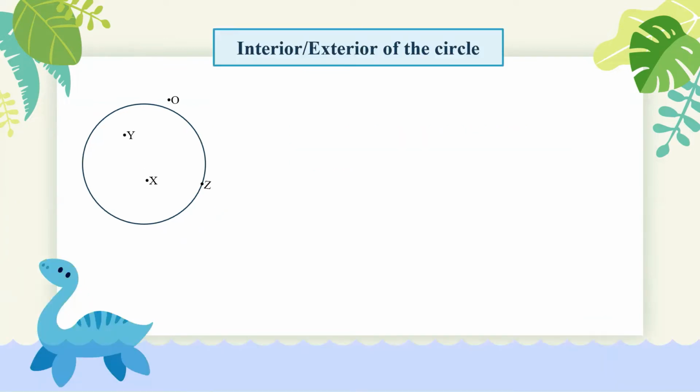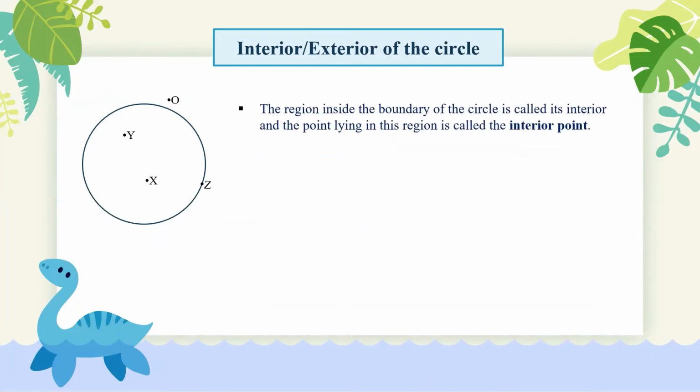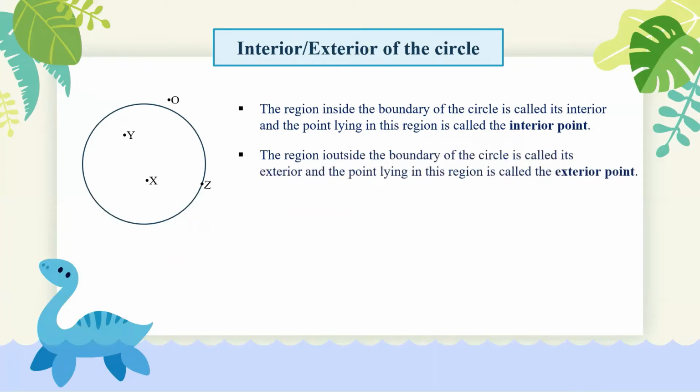Now let us move on. Interior and exterior of the circle. So here we have a circle and we have few points. Point O, point Y, point X, and point Z. The region inside the boundary of the circle is called its interior, and the point which lies in this region is called the interior point. The region which is outside the boundary of the circle is called its exterior, and the point lying in this region is called the exterior point. Point O is the exterior point, point Z is on the circle, and point Y and X are interior points.